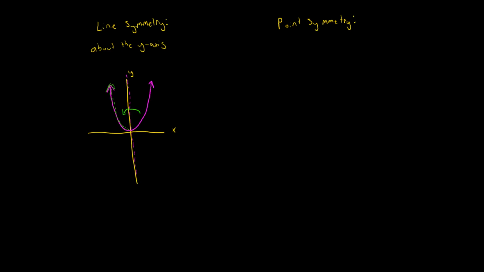Point symmetry is symmetry about the origin, not the y-axis. We rotate it, and I'll explain that in just a second once I draw out a little diagram. So this is our x-axis, this is our y-axis of the Cartesian plane. We're not going to draw a parabola, because it doesn't have point symmetry, it has line symmetry. Why don't we draw a cubic function? A cubic function looks sort of like that.